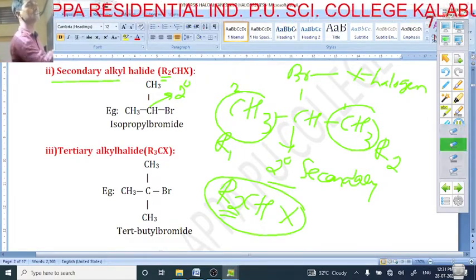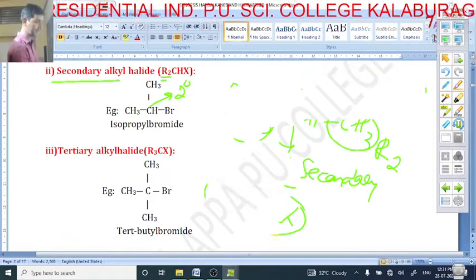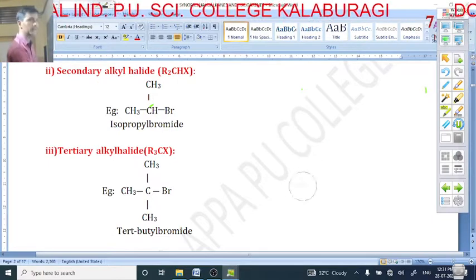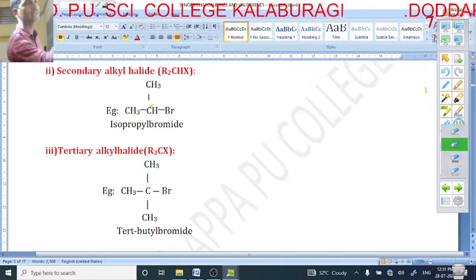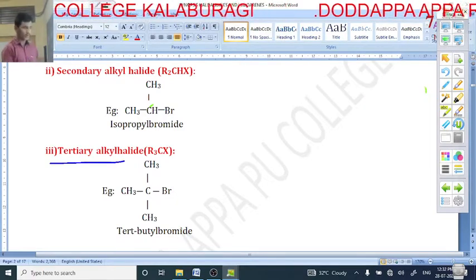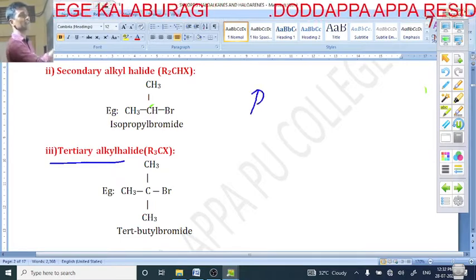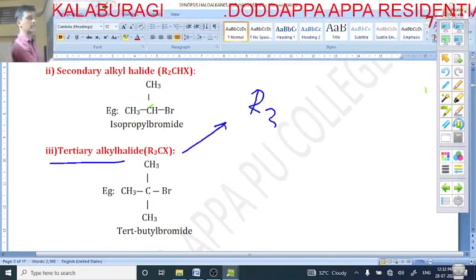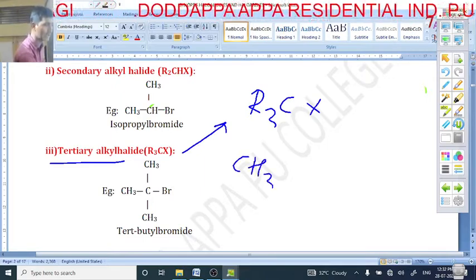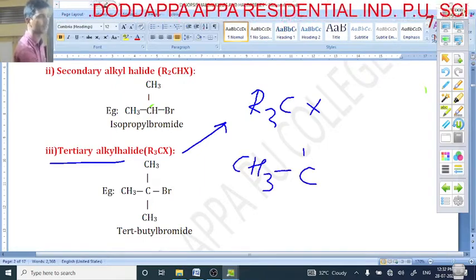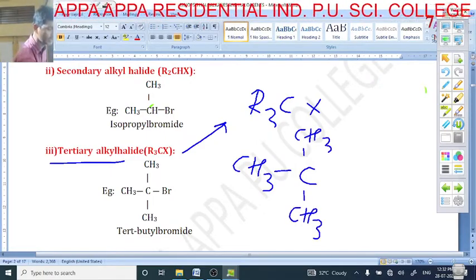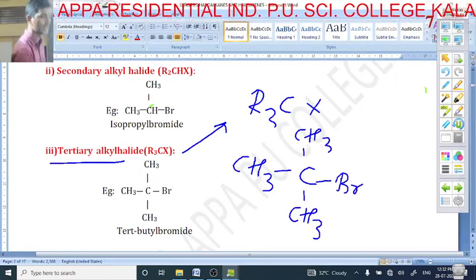What is tertiary alkyl halide? I am discussing tertiary alkyl halide. How many alkyl groups are there? R3, so the general formula is R3CX. This is R number 1, this is R number 2, and this is R3, CH3, and this is Br.